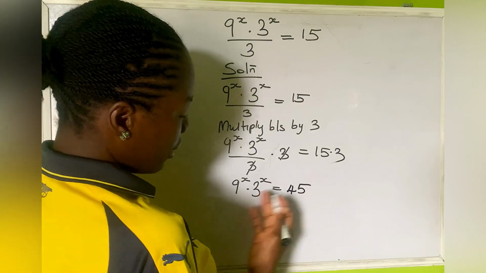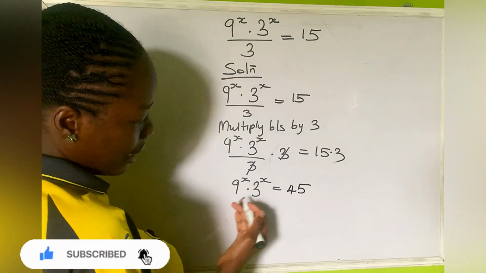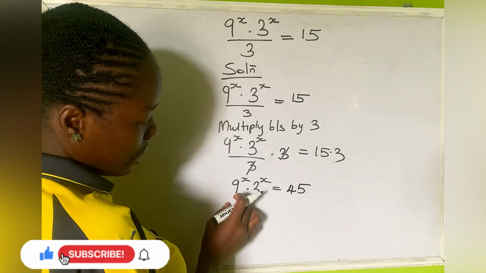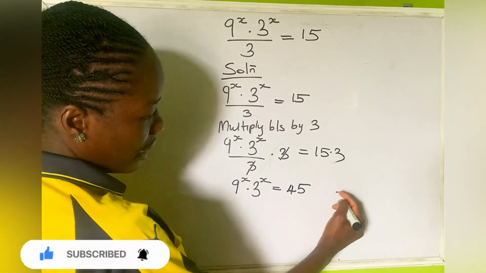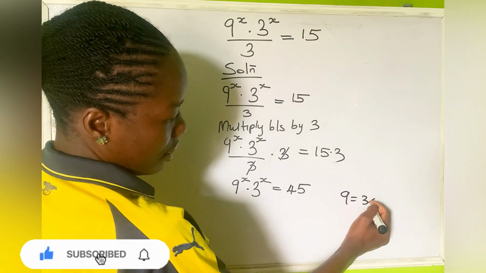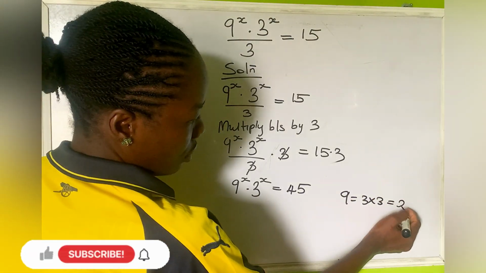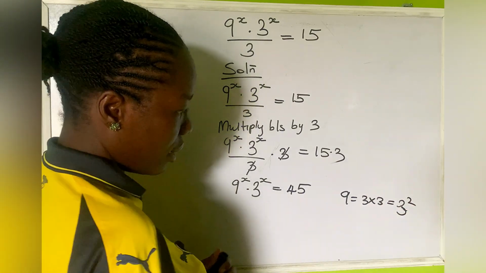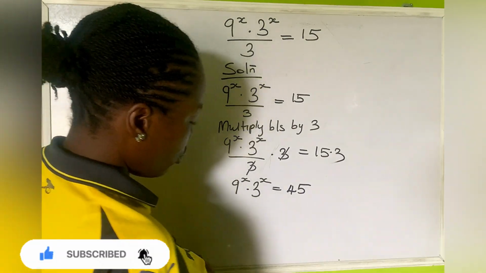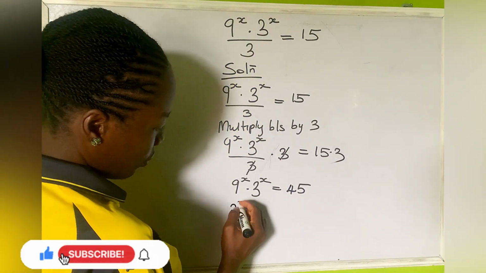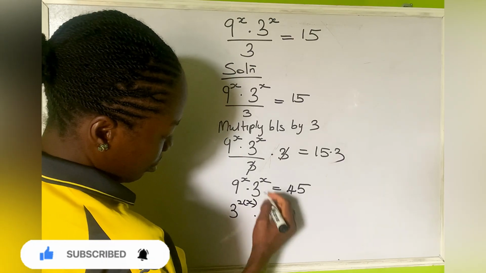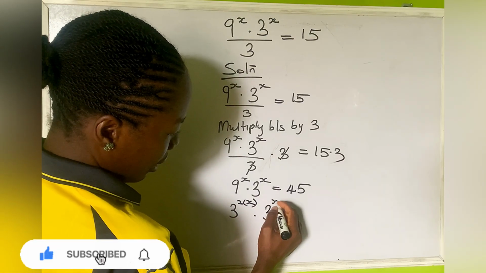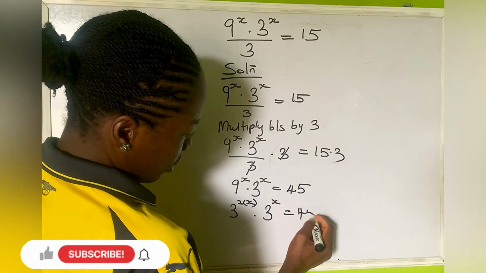All right. Now we have 3, we have 9, and we have 3. And we can express 9 in base 3 to be similar to this. So 9 can be written as 3 times 3, which we know as 3 to the power of 2, right? So let's write 9 as 3 to the power of 2. Then we have our x. Let's not forget that as the exponent there. Then we have 3 to the power of x is equal to 45.